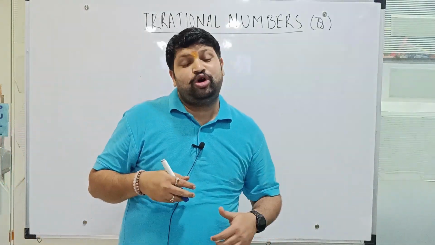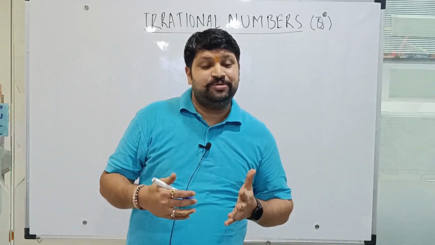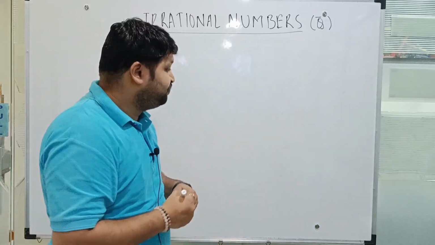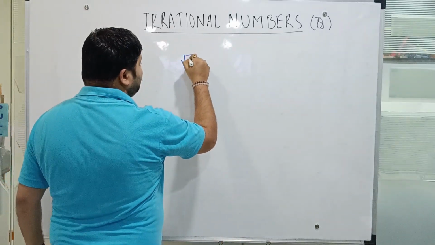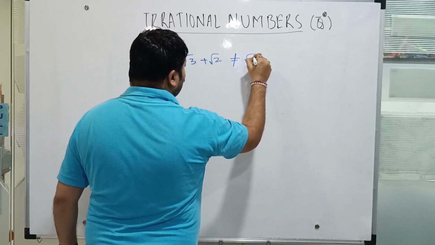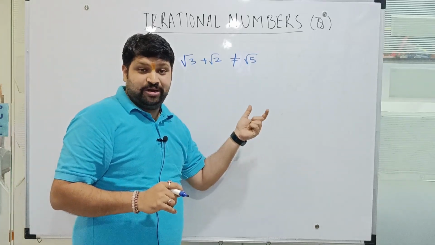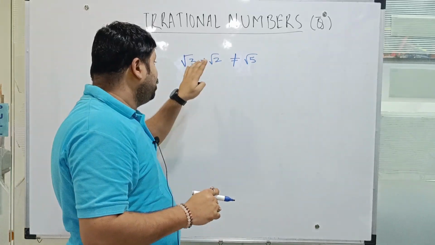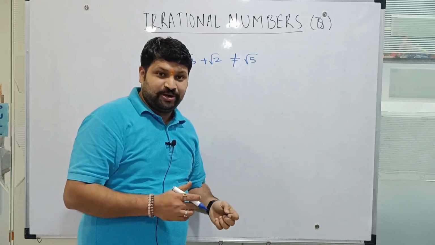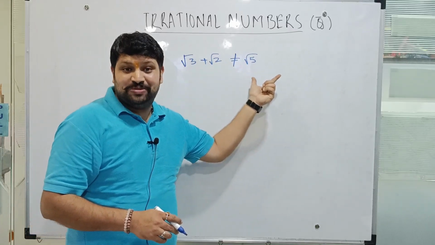Now let us see what all operations cannot work with irrational numbers the way they worked with rational numbers. So the first is addition. If I have root 3 plus root 2, then it will not be equal to root 5. It is very important that you keep this in mind. There are a lot of students who make a mistake when they do addition of irrational numbers and rational numbers for that matter. So they would make a mistake by adding these numbers like this.